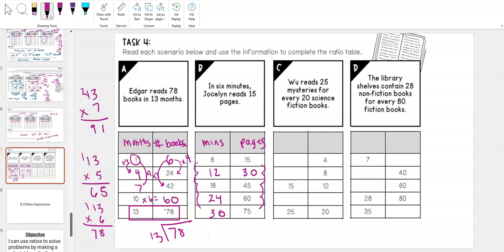See if you can fill in the last two tables here, C and D. I'm going to pause the video and then come back and see if you filled them in correctly.